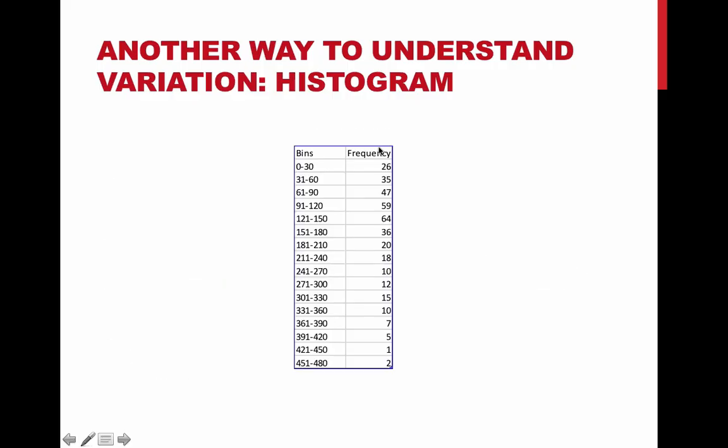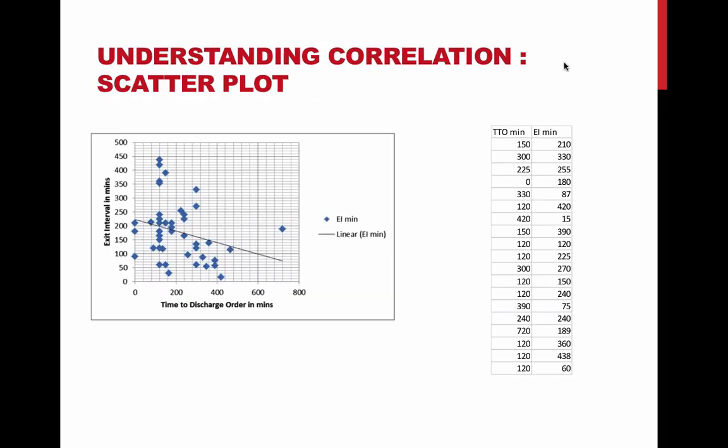And this is how I develop a histogram. I first create bins, and then I put the frequency. So I have different frequencies here. Between 0 and half an hour, I have 26 patients. Between 31 and 60, I have 35 patients, etc. And I have a few patients who took an inordinately long amount of time to exit the hospital. So you can see 390 minutes to 420 minutes, which is about 7 hours. There were five patients who fell into that bin, etc. So that's how I do my histogram.